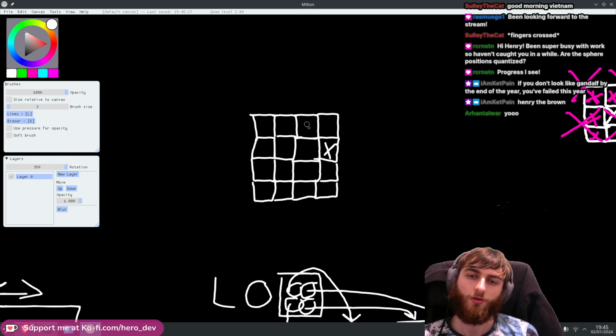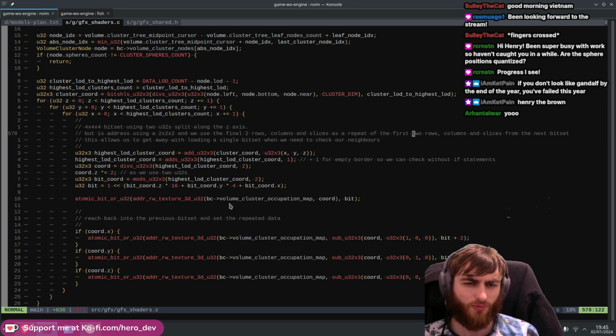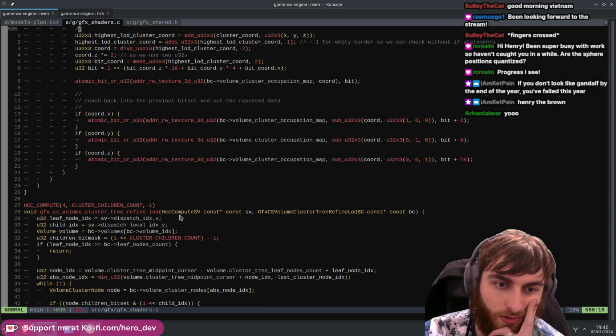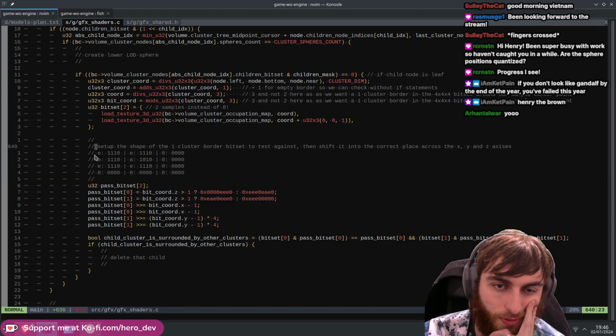So all of this and this and this is repeated in the next bit sets. And this one is repeated in the previous bit set, something like that. Is that right? Something like that, anyway. So it means we can basically just do some little trick like this. That's pretty crazy.